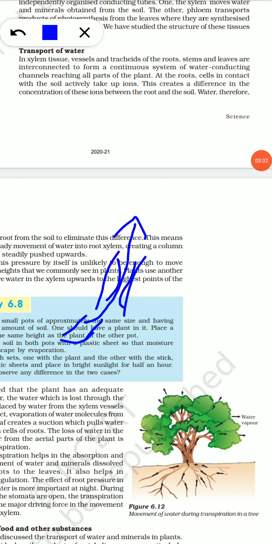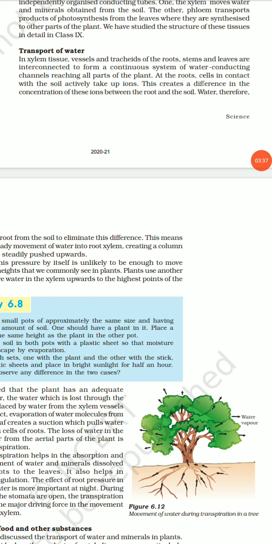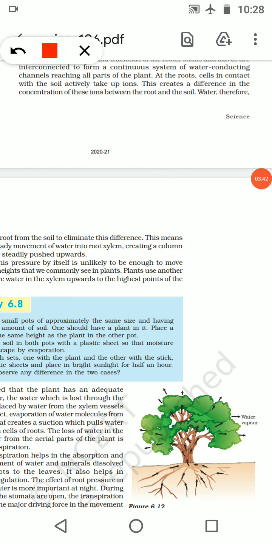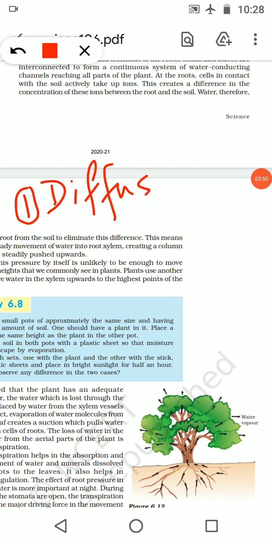So at the roots, what happens? The cells in contact with the soil take up ions. The first step here is diffusion: the roots take up water and ions by diffusion. Once it enters the root, it has to move through the stem. When it moves through the stem, it moves by capillary movement.